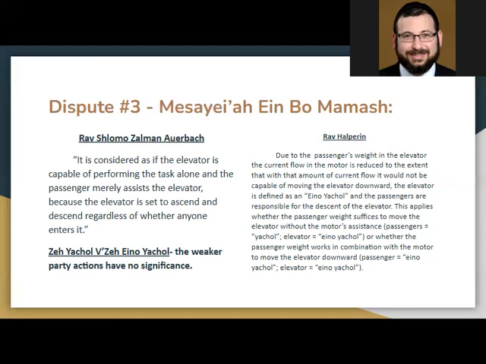But if no one's in there, an elevator could still go down. But the motor has to work harder. So by you getting in, you make the elevator work less hard. And at that amount the elevator is working, if you weren't in there, the elevator wouldn't go down because the counterweight would pull it up. So therefore neither the motor nor the passengers are capable on their own to move the elevator down. Right, exactly.